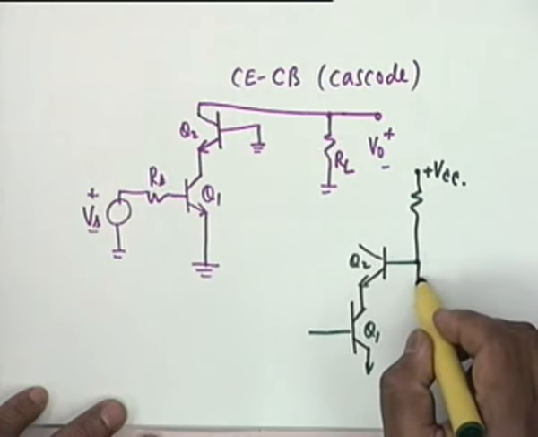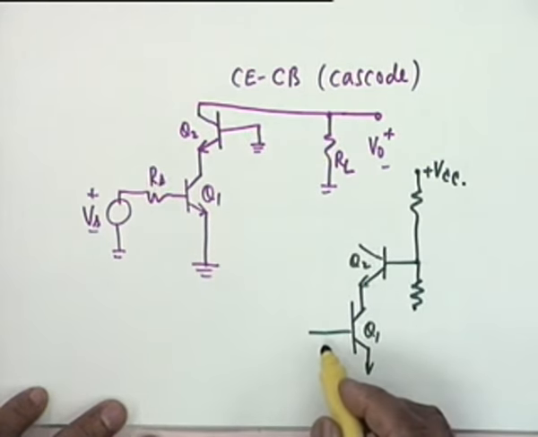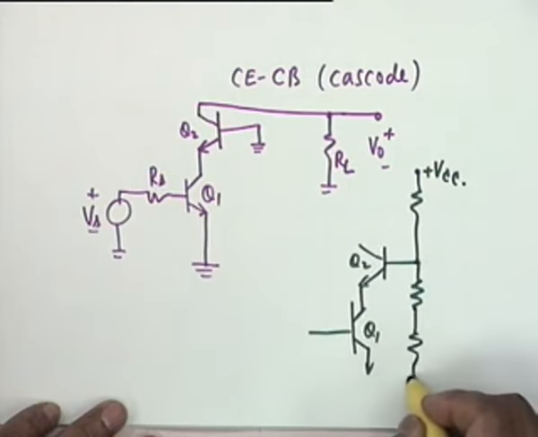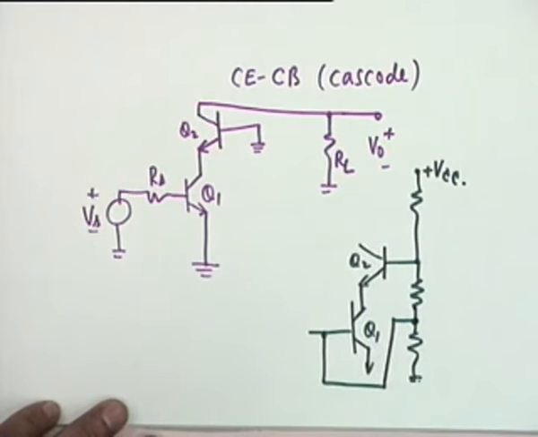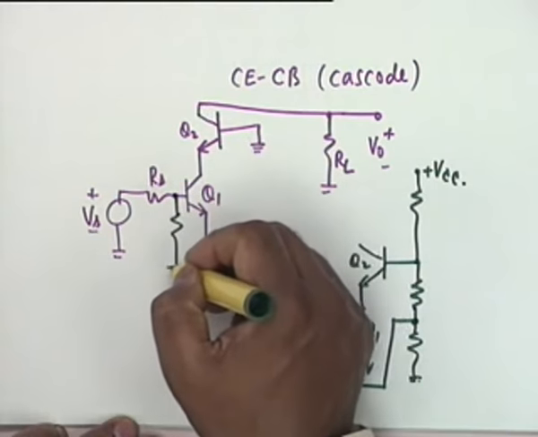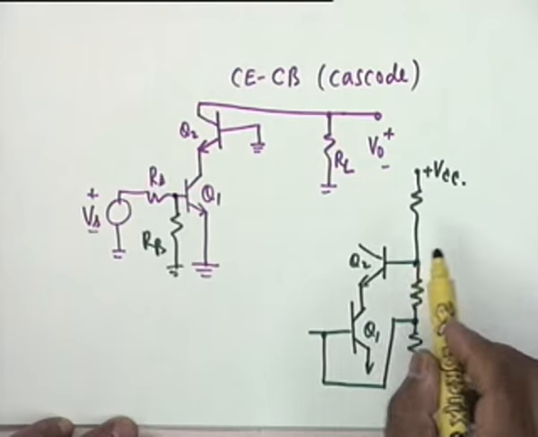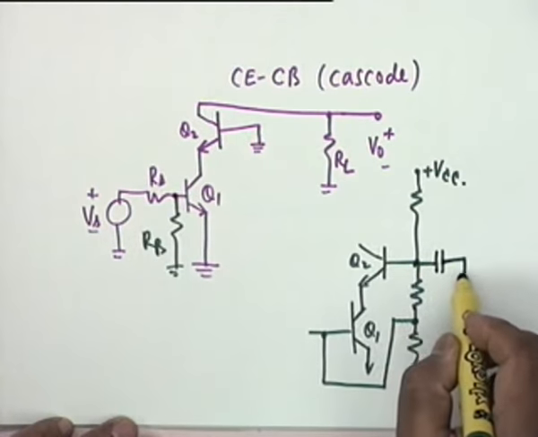Then this resistance should have gone to ground, but we want this base also to be biased. So what we do is we split this into two parts and connect this base here. This is the actual biasing arrangement, and therefore from this base there should come a resistance R sub B. Now this base is not connected to ground, whereas we want it connected to ground. So what we do is we connect a large capacitor from here to ground.